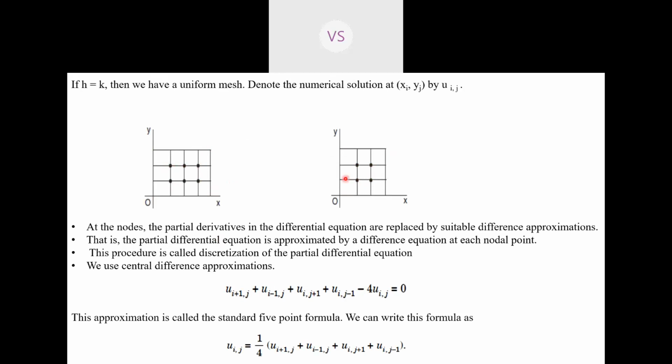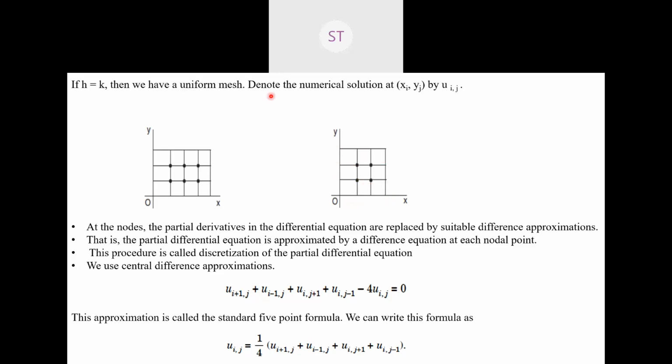You have to find the value at these nodal points. If h is equal to k, if h and k are the same, then we have a uniform mesh. This is known as a uniform mesh. We obtain such a mesh when h is equal to k. The increment will be the same over here.